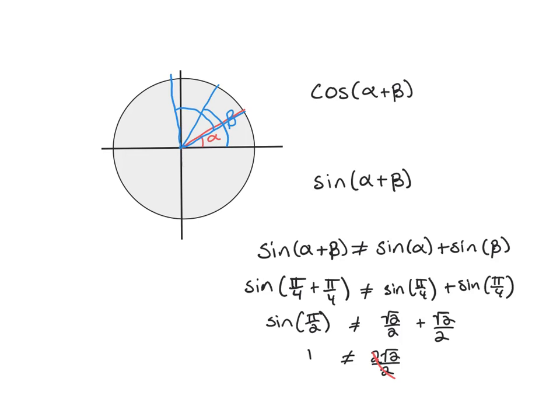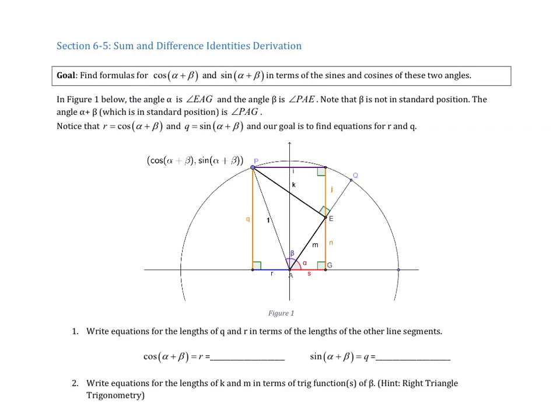It's a much better picture on the next page, but I just want you to have an understanding of the fact that it's not in standard position. Okay, so our goal is to find formulas for cosine of alpha plus beta and sine of alpha plus beta in terms of the sines and cosines of these two angles.